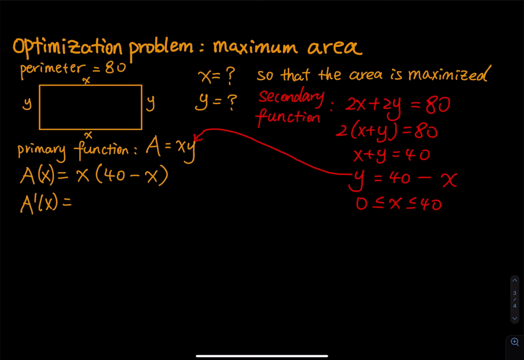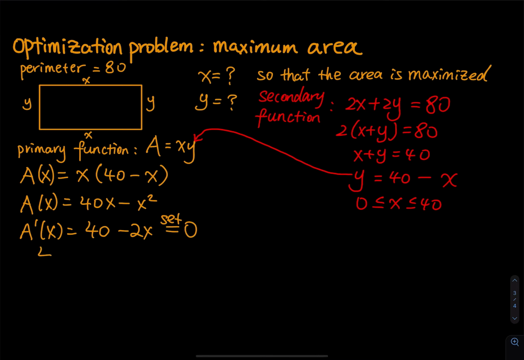All right. So this A prime of x, we should distribute first, right? Let's distribute: 40x minus x squared. That only costs me one extra line. So A prime of x is equal to 40 minus 2x. And then to find the point where there is a horizontal tangent, you have to set the slope equal to 0 and solve for x. So you have 40 equals 2x, and therefore x is equal to 20.